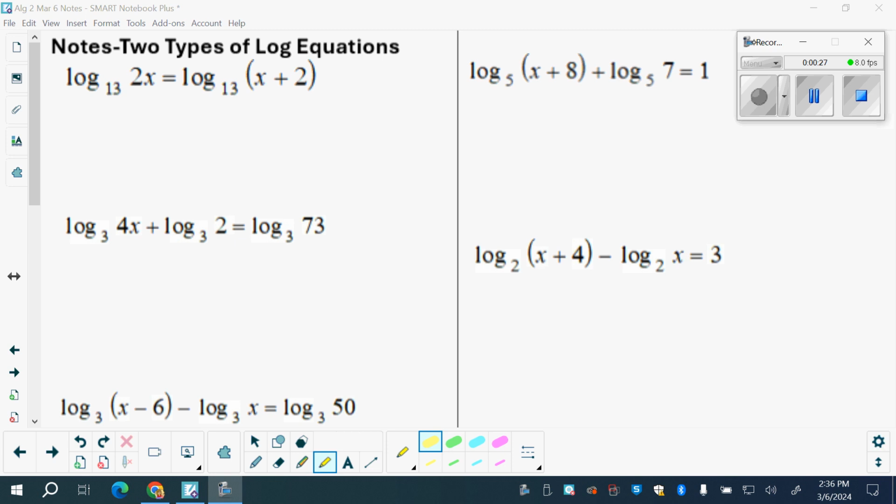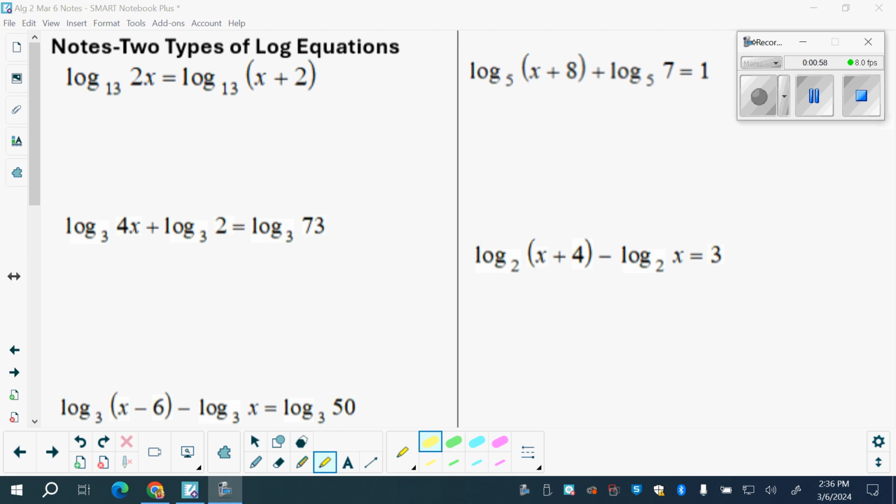You already got it. Okay, so today we are doing log equations, solving log equations. So there's two types. So this is the first type. What do we notice here? They have the same base, and they both have a log. Anybody have any idea what we might be able to do?